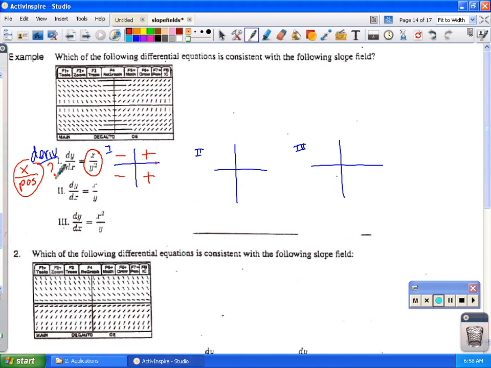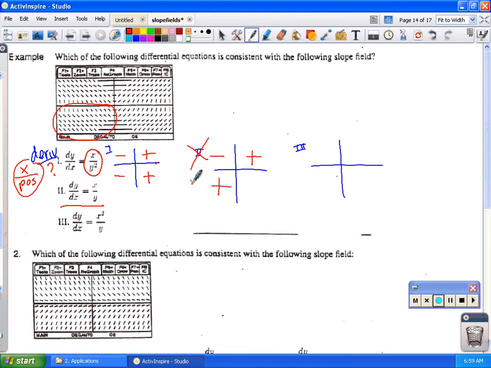Let's see if we can eliminate anybody. For Roman numeral 2, I have x divided by y. So in the first quadrant, a positive divided by a positive is a positive. In the second quadrant, a negative divided by a positive would be a negative. So far, I can't eliminate anything. In the third quadrant, a negative divided by a negative is a positive. Ah, these slopes in the third quadrant aren't positive, so it's out. This derivative did not create that slope field.